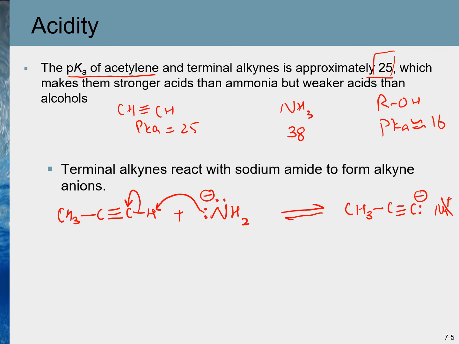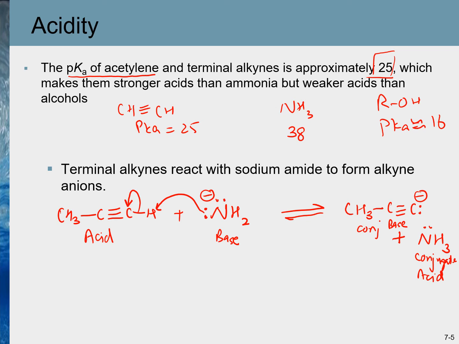But in this case again, sodium ion will be a spectator ion. So let's remove the spectator ion. Now in this reaction, propyne is donating a proton, so therefore it is an acid, and amide is accepting a proton, so therefore it's acting as a base. In the reverse reaction, ammonia would be the conjugate acid and the propynide ion would be the conjugate base.